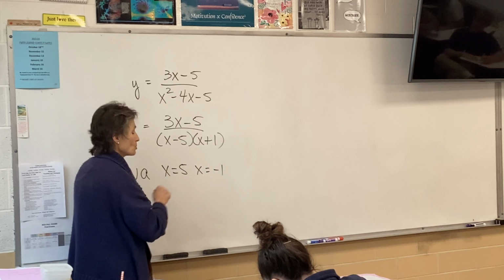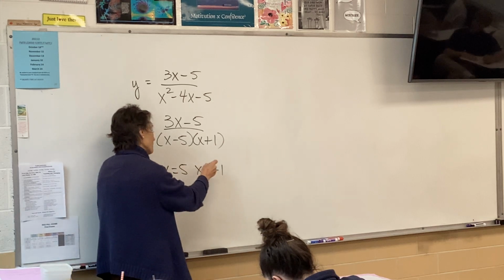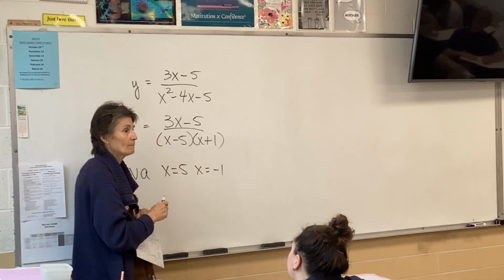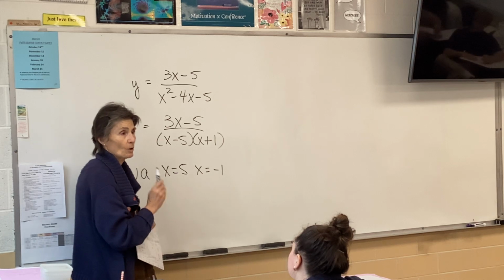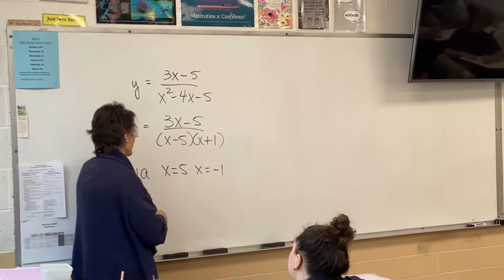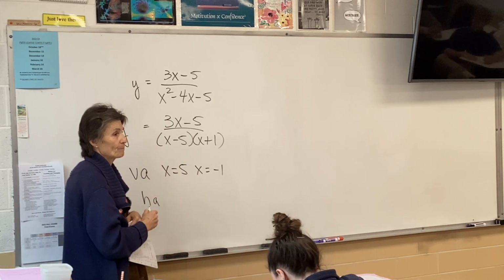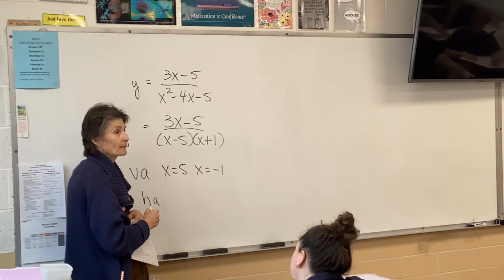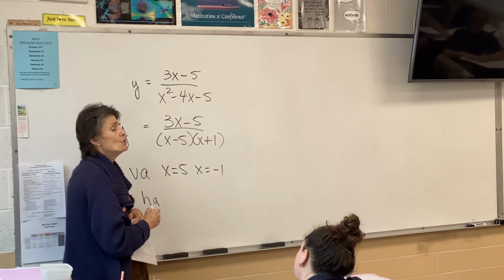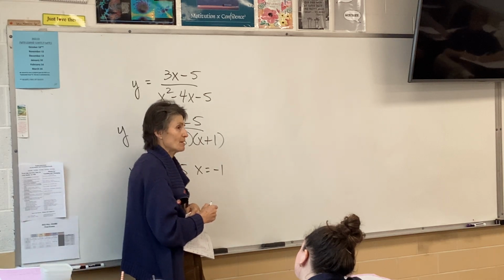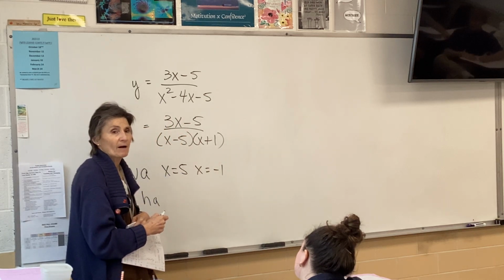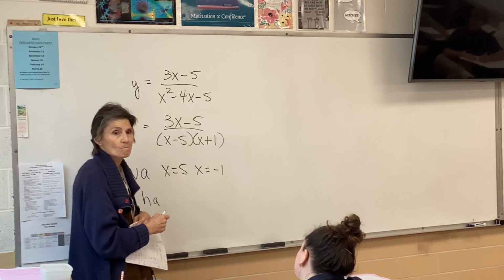Now those are the actual asymptotes. If you put cannot be's in there, I'm not going to mark that wrong. Those are where the vertical asymptotes are. Now what about the horizontal asymptote? Where does it come from? Jacob? No, that would be to find the x-intercepts. To find that one, it would be the highest powers of x.